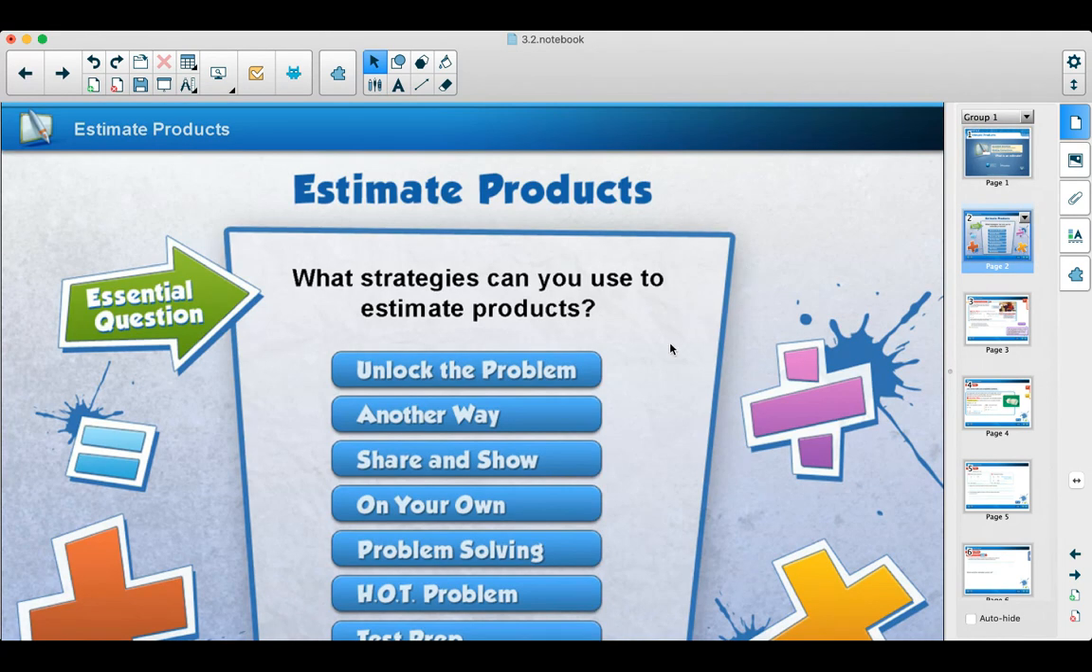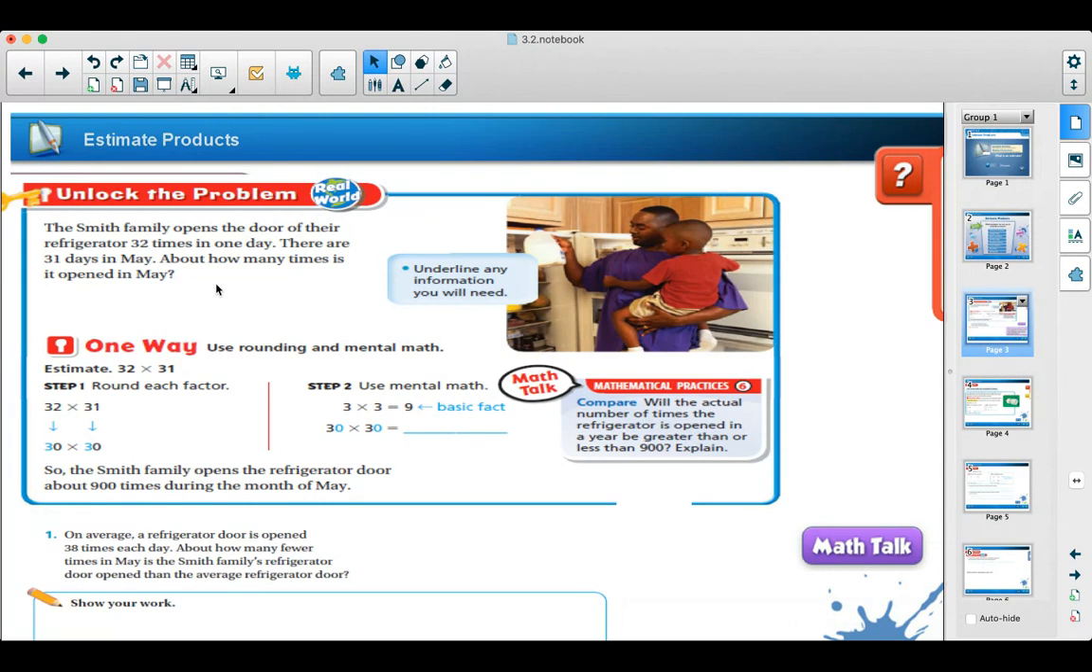We will start this lesson with Unlock the Problem. The Smith family opens the door of their refrigerator 32 times in one day. There are 31 days in May. About how many times is it opened in May? Let's begin by underlining any information we will need.